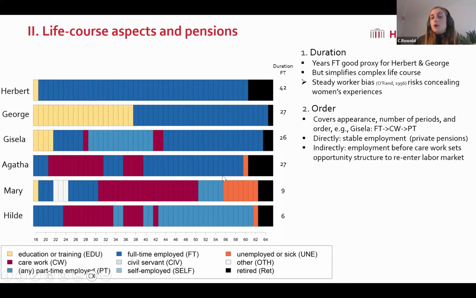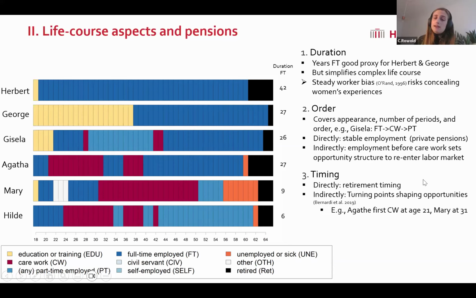This might all matter, first of all, directly for pensions, because we could argue that this might be a better proxy for stable employment, and stable employment might be really important for investing, for example, in private pensions. But also indirectly, for example, it might matter whether before the first care work experiences or unemployment experiences, individuals already had some full-time employment, which might shape the opportunity to re-enter the labor market.